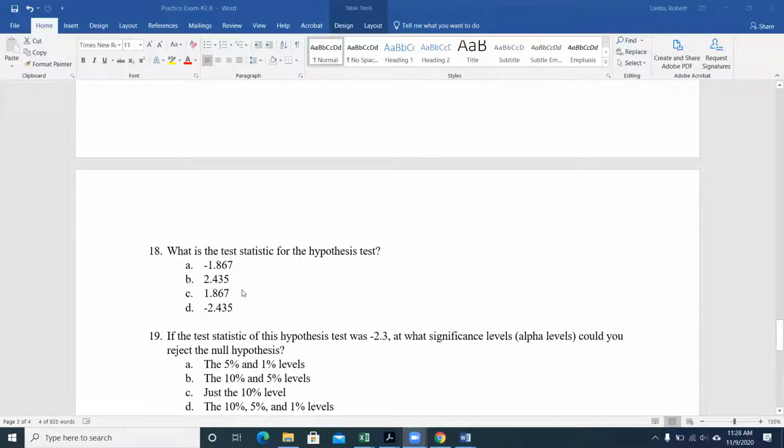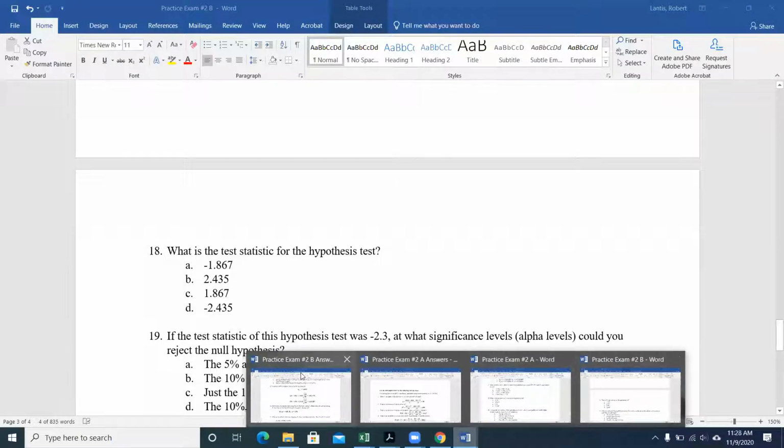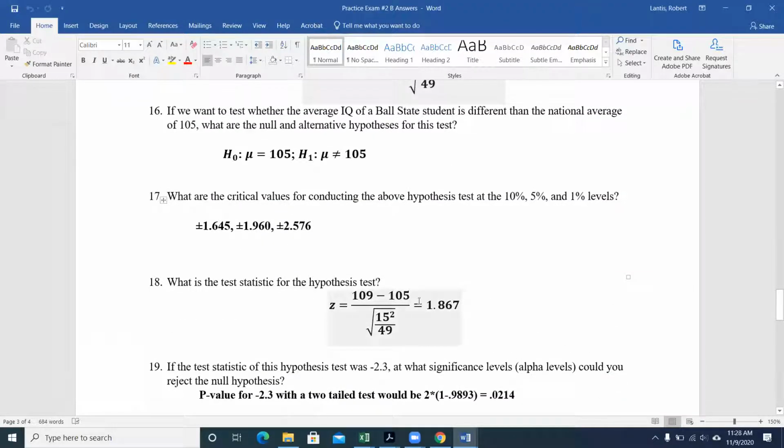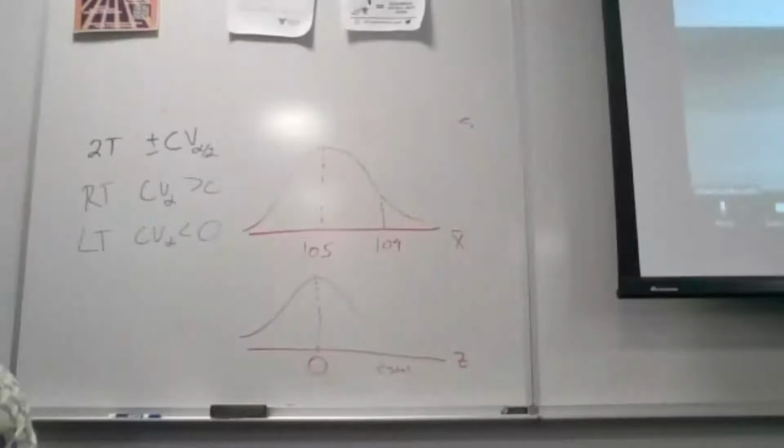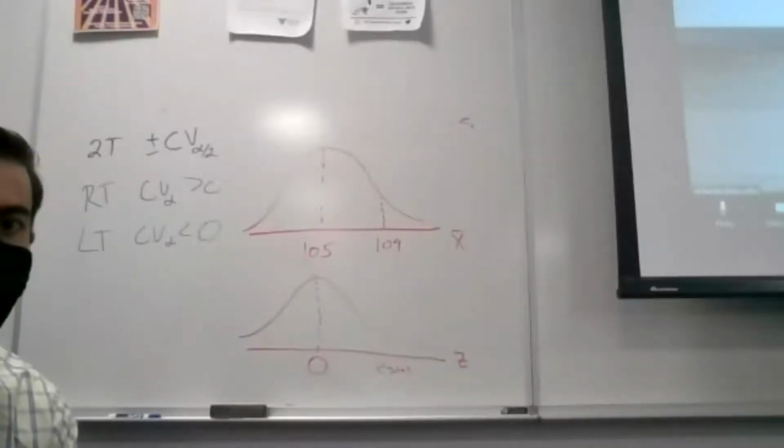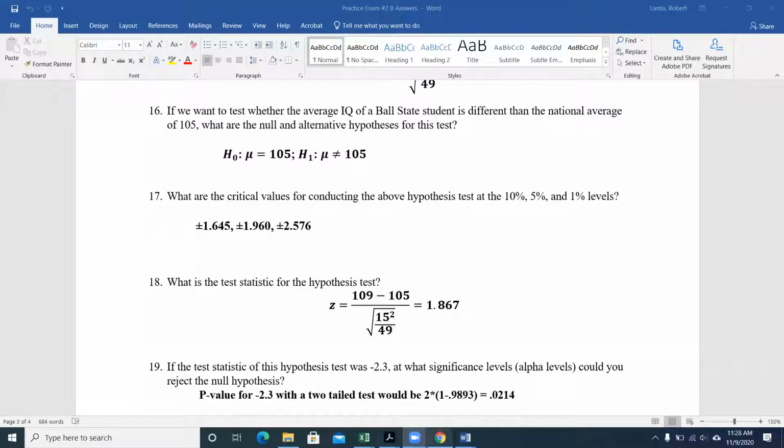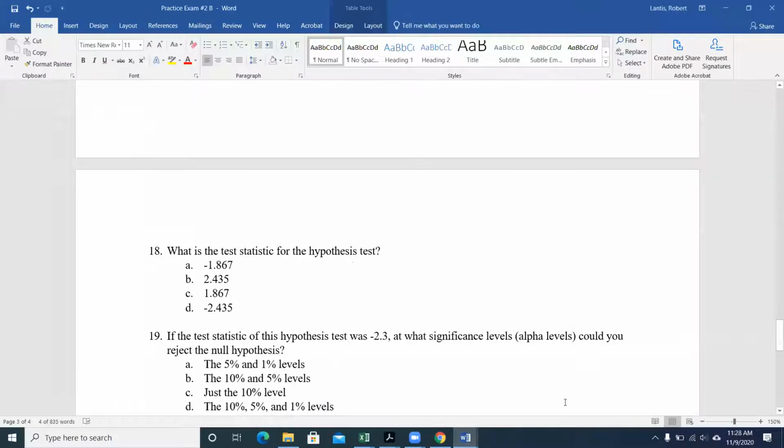I think, is it 1.8? If we plug those in, let me see. Look at the answer here. So 1.867, right? Once we plug those things in, it's just a matter of getting them entered into our calculator correctly. Sorry, I'll go back to here.